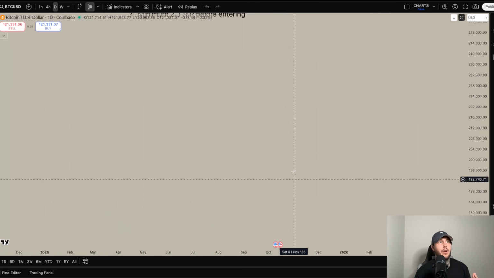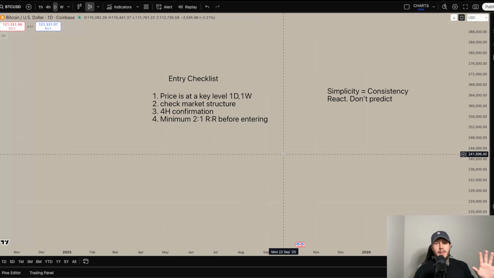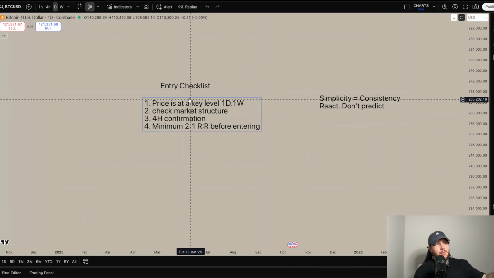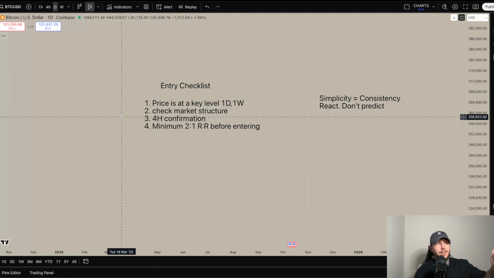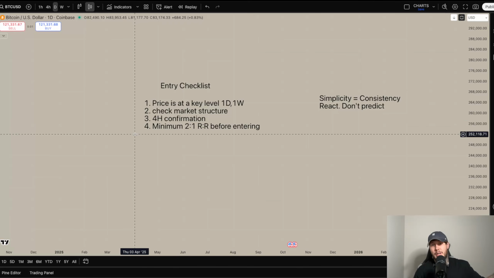And I wrote it down, this is it. My entry checklist before I enter: one, price at a key level on the daily and the weekly. Two, check market structure. Is price in an uptrend? Is price in a downtrend? Is price ranging? What way am I trading? Am I looking for longs, shorts, or both? Three, 4-hour confirmation. That's those rejection wicks, consolidation, price holding that level, moving sideways.